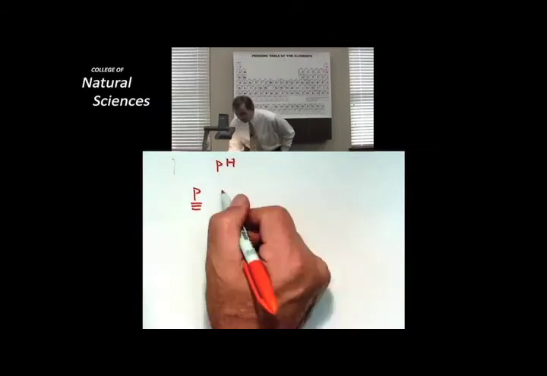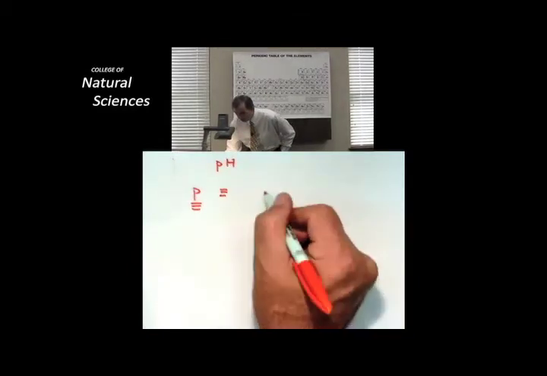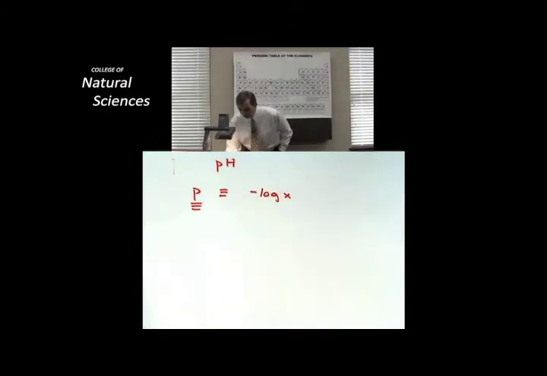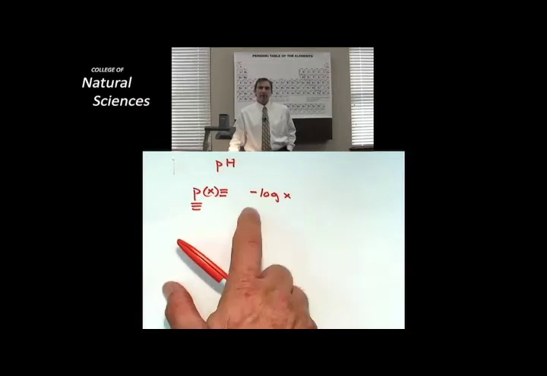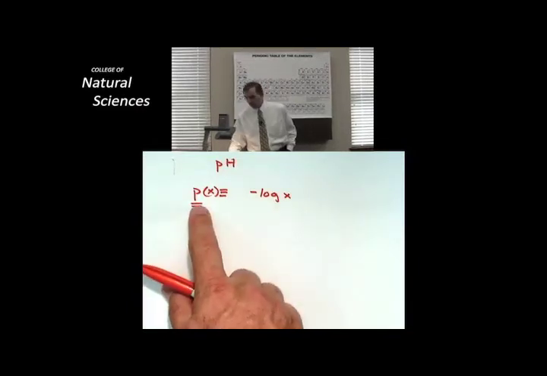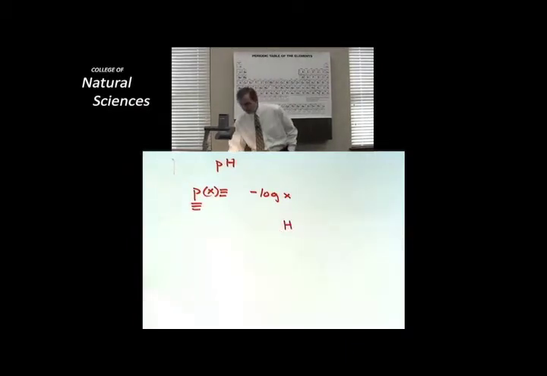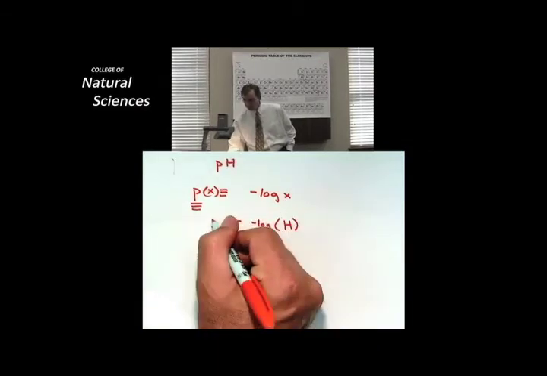The little letter p says, take anything that you can think of, any amount, x. Take the log of that amount, and then take the negative of that amount. And that is your px. So anything you want to stick in there, take minus the log of it, you get to call it a p. So what if we take the letter H and minus the log of it? Well, that will be called the pH.